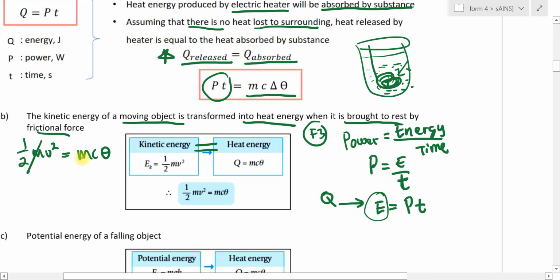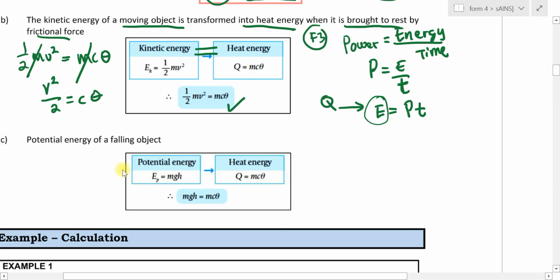Jadi dua-dua pun mass kan, sebenarnya kamu boleh potong. Nantilah. Sekarang for now you hafal this enough lah, but in the calculation you can simplify this something like this. Okay, and also for the potential energy ya, potential energy of a falling object, kadang-kadang kalau masa dia jatuh, it also converted to the heat energy. So mgh is the potential energy converted into heat energy mc theta. This m and this m you can potong, so gh equal to c theta.